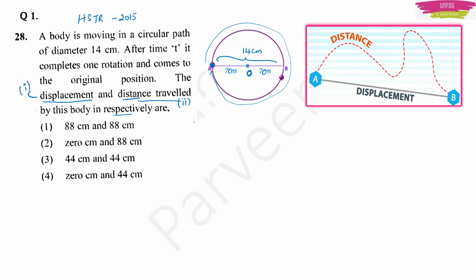Okay. Now what is given? Given is diameter is equal to 14 centimeter. With this I can say that my radius is 7 centimeter, right? Now the body completes one rotation, means distance traveled by the body is nothing but the circumference of the circle, right? Correct? Distance traveled should be equal to the circumference of the circle. One complete rotation means. Now what is the circumference of the circle? We know that it is 2 pi r, right?